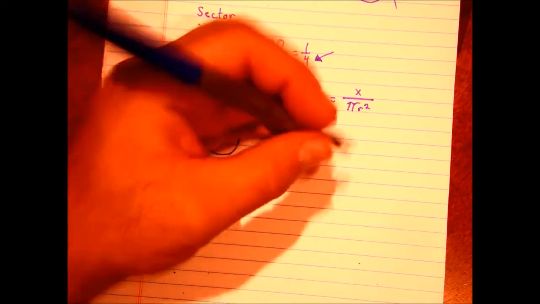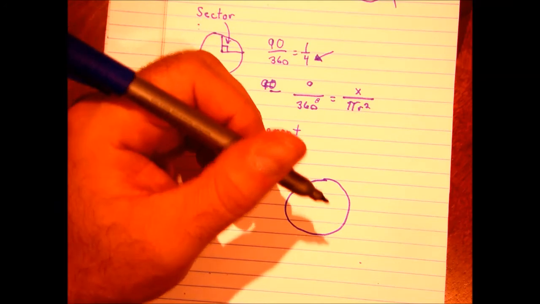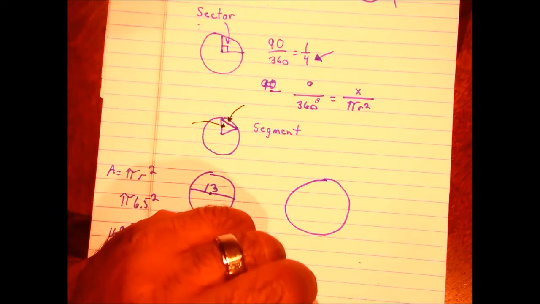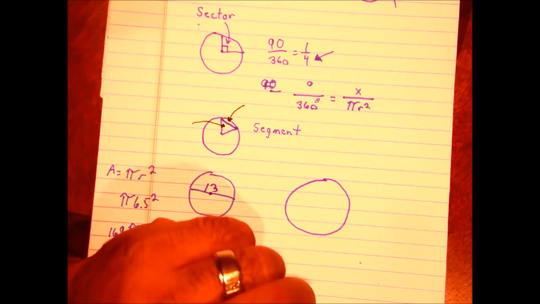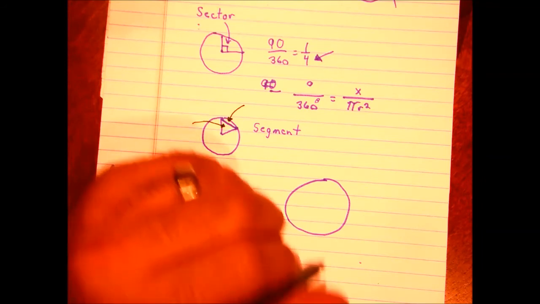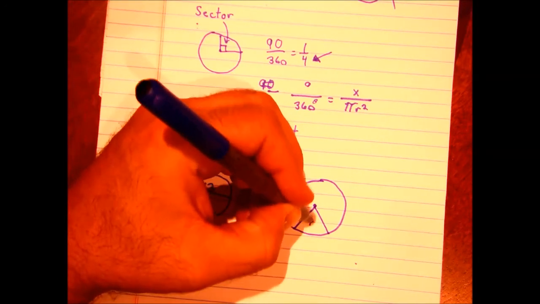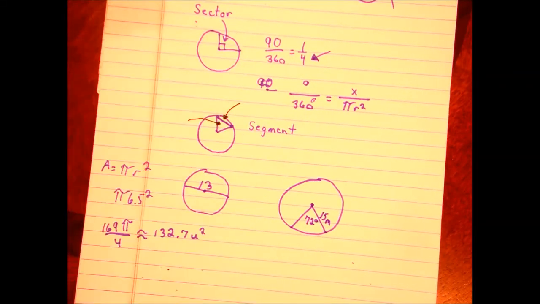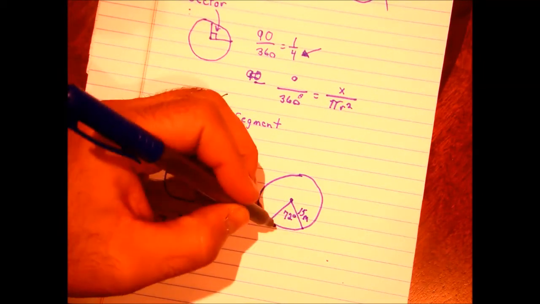Now we're going to do a sector of a circle. We're going to find the sector. So I'm going to draw a circle again and give you some measurements. Here we have the circle. I'll say this is 72 degrees, and this is 15 meters. All right, so here we go. I'm looking for the area of the sector.